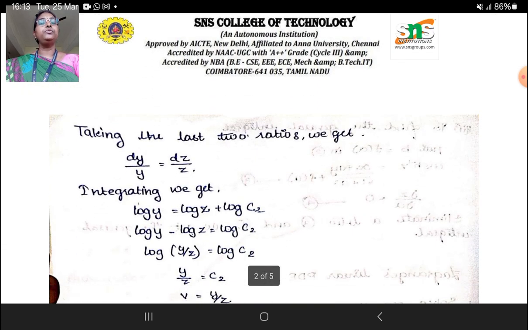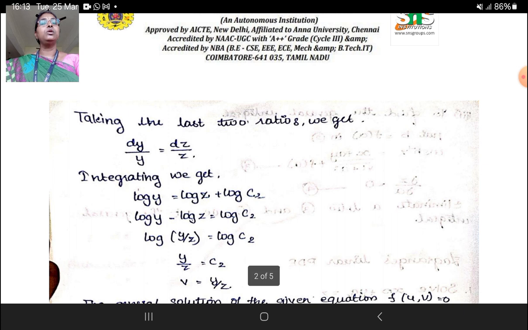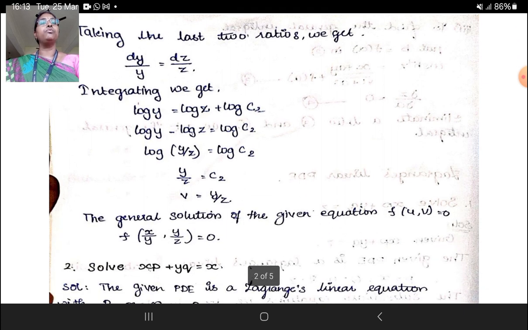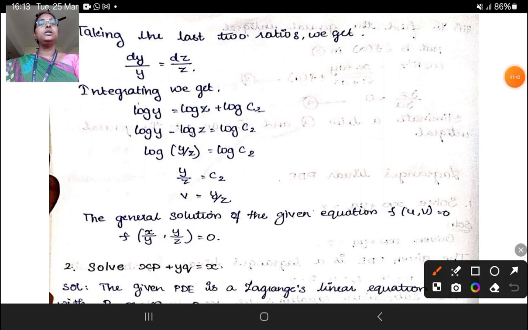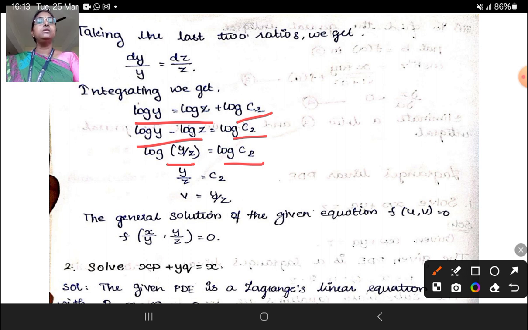The same thing we can do for the second solution. Taking the last two ratios, dy by y equal to dz by z. Integrating both sides, you get log y equal to log z plus one more constant, named log c2. Taking the functions on the left hand side and constants on the right side, using the log property, log of y by z equal to log c2. Cancelling the log terms, you get y by z equal to c2. Instead of this c2, we can name it as v. So finally, we got the u and v values.